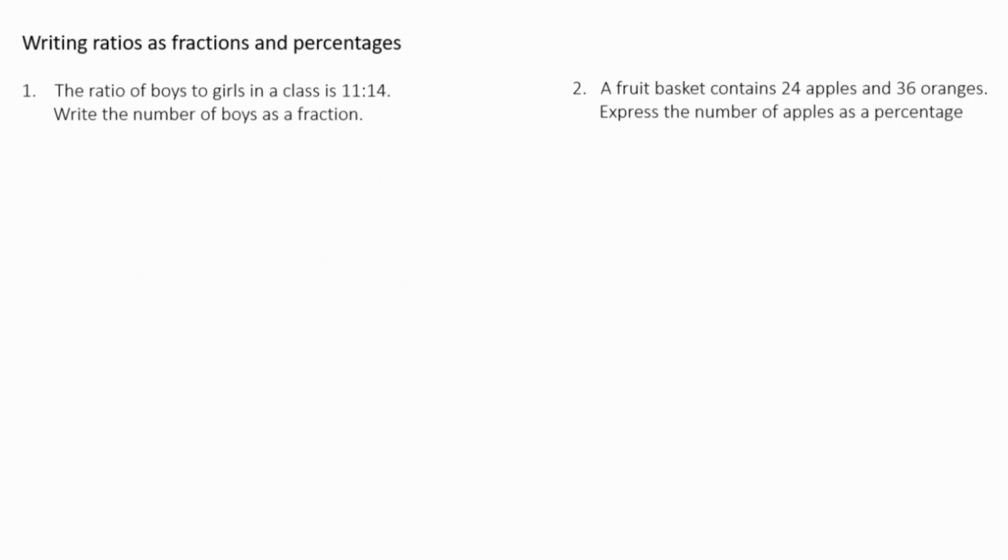So here are a few questions for you to practice. So please feel free to pause the video and have a go independently before you come back to check the solutions. Number 1. The ratio of boys to girls in a class is 11 to 14. Write the number of boys as a fraction.